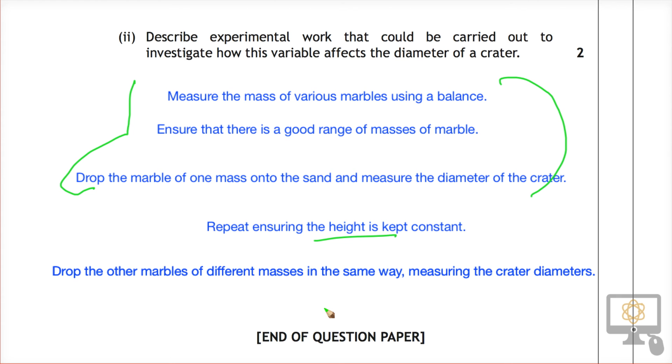Going back to the previous question, had you just said the size of the marble alone, that wouldn't have been sufficient to get the mark, because it wasn't talking about what aspect of the size is the thing that you're controlling. So one, talk about how you're going to change the mass of the marble, or whatever you've chosen to investigate, and two, talking about what you're keeping constant is important.